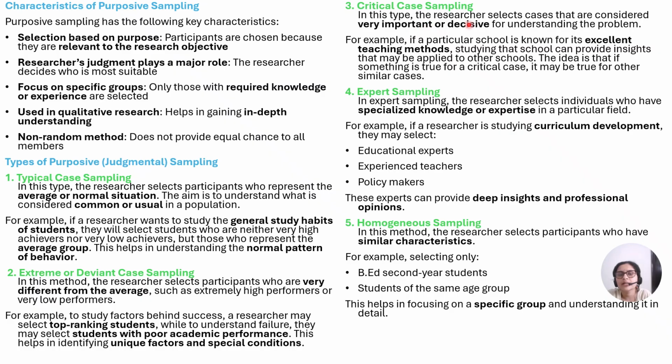Then critical case sampling. The researcher will select the case that is considered very important or decisive. Decisive means which is used for decision making purpose. Okay. If a particular school is known for its excellent teaching methods, studying that school will provide insights that can be applied to other schools. So if something is true for a critical case, critical means very important case, it may be true for other similar cases also. Okay. So he will study.